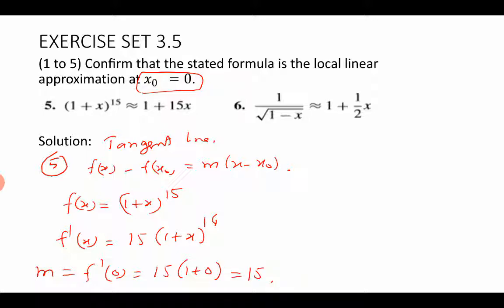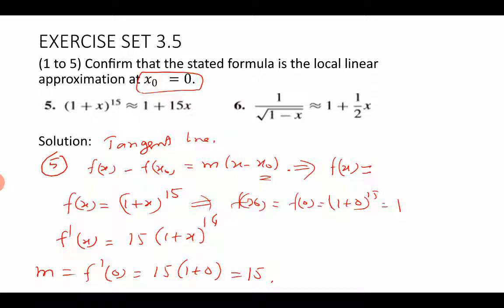M is 15. x0 is given as 0. So what is the equation of the tangent line? This will give you f(x) minus f(x0). What is f(x0)? If f(x) is this one, f(x0) is f(0), which is 1 plus 0 to the power 15, which is 1, isn't it?